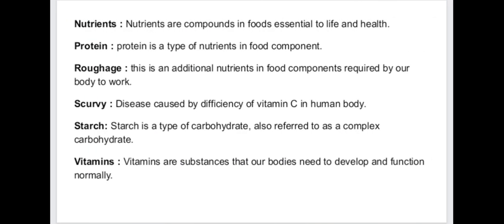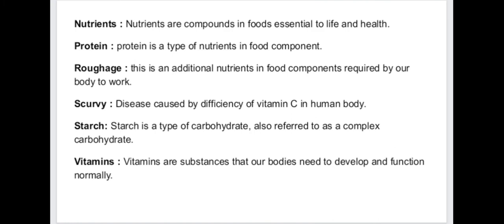And the next one is nutrients. Nutrients are components in foods essential to life and health. And protein is a type of nutrient in food components. And roughage is an additional component in food required by our body to work. That means dietary fibers, as you remember. And scurvy. Scurvy is a disease caused by deficiency of vitamin C in the human body.